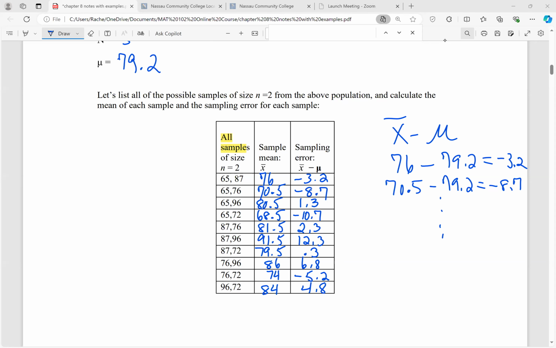And if we just scan, we could see that some of the sampling errors are bigger than others, right? So it looks like this is the biggest sampling error right here, this sample, the 87 and the 96. The sample mean is 91.5, which is really far from 79.2, right? That difference is 12.3. But right underneath, it looks like the 87 and the 72 are a pretty good representation, right? Because if we take the sample mean, we get 79.5, which is not too far off from 79.2. There's only a difference or a sampling error of 0.3. So that's how we interpret these sampling errors.